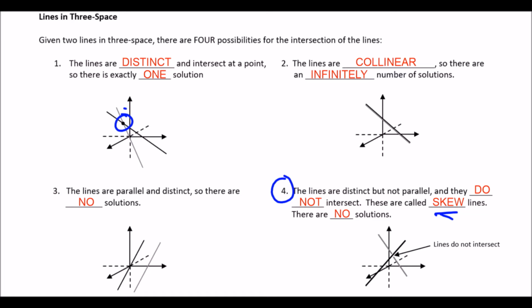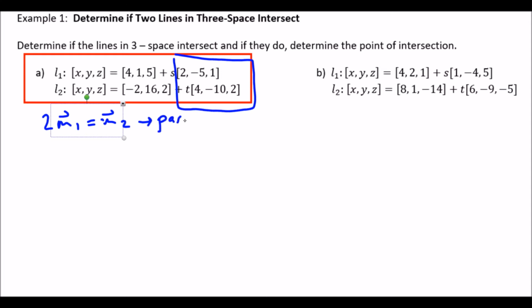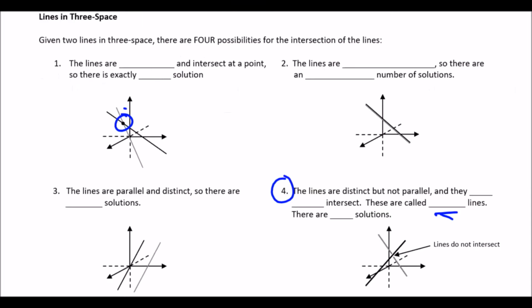Okay, let's continue. To determine if 2 lines in 3 space intersect, the first thing you always want to do is look at the direction vectors. And so here my direction vector for line 1 and my direction vector for line 2, I can see that if I multiply my direction vector for line 1 by 2, I will get the direction vector from line 2. So what does this mean? This means they are parallel. Well, how does that help us, Mr. Wills? Well, if they're parallel, they will either be collinear or they will be parallel and distinct, so we have to check that out.